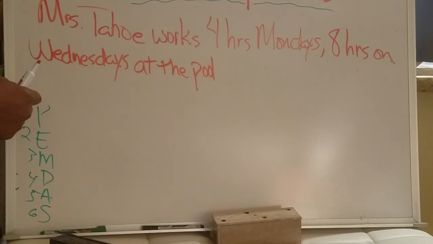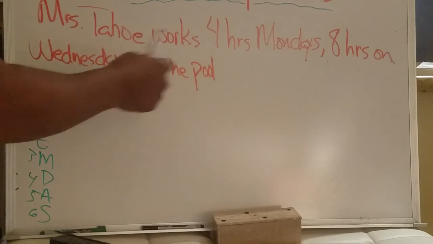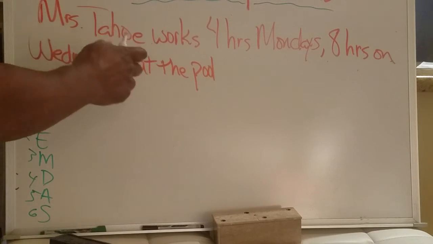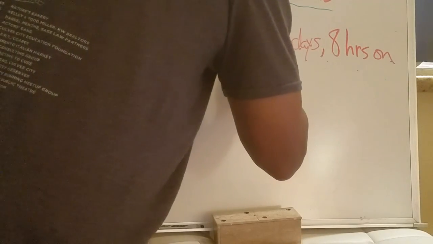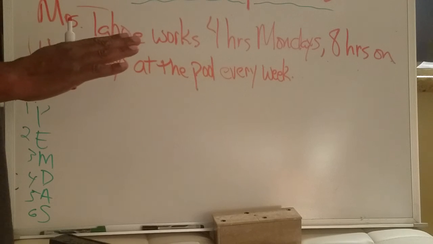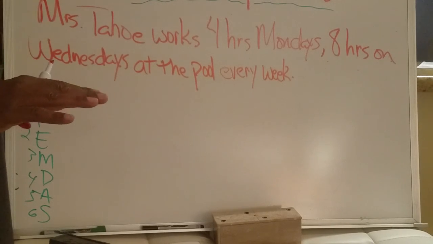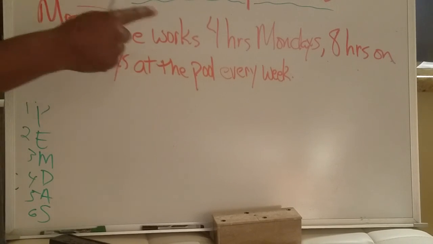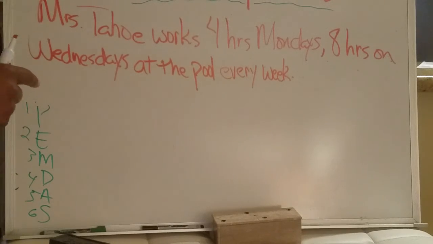So she works there every week. These are her regular hours. She works at the pool. We'll put that down every week. But there's been a problem. We've had a coronavirus outbreak. And now they've cut her hours. They say, ma'am, Miss Tahoe, we're going to have to cut down your hours. We're going to take away 3/4 of your hours. You can only work 1/4 of the hours that you work every week.